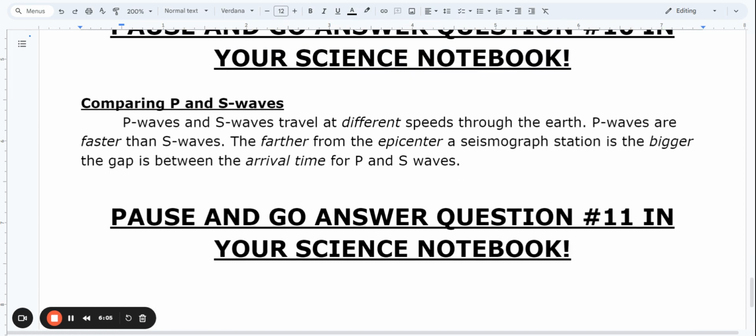Comparing P and S waves. P waves and S waves travel at different speeds through the Earth. P waves are faster than S waves. The farther from the epicenter a seismograph station is, the bigger the gap is between the arrival time for P and S waves. Pause and go answer question number 11 in your science notebook.